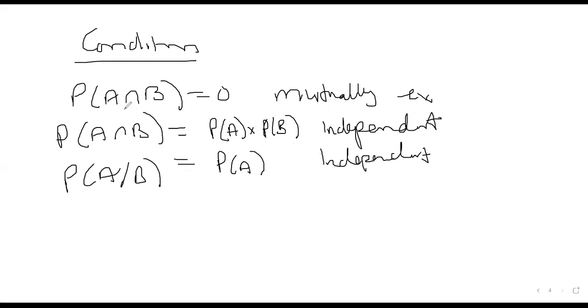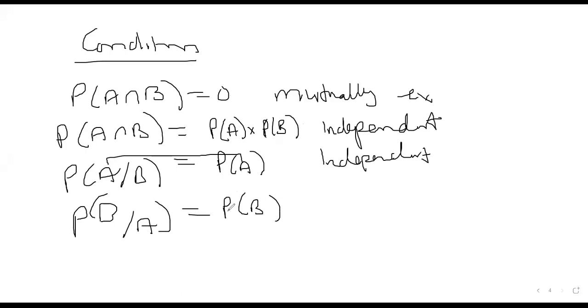To be mutually exclusive means you have nothing in common. Your intersection of A and B is 0. So when you intersect, there's nothing common. They don't meet anywhere. If the intersection of A and B is equal to probability of A times probability of B, they're independent. Or if the probability of A given B, you maintain the top guy, it's still A. Or probability of B given A, it's still B. This means these are independent events. Events that are independent are events whose occurrences don't affect each other.